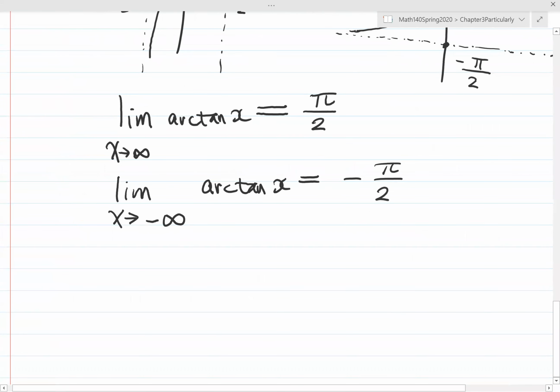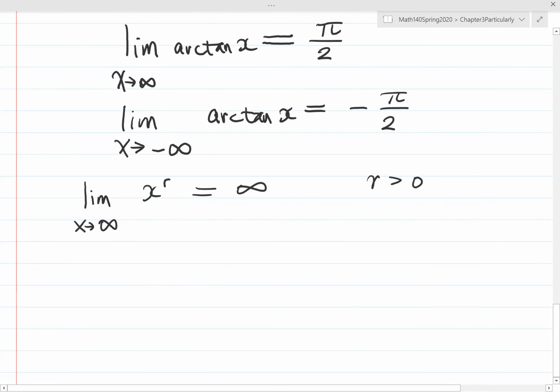Now a general thing to remember is this. If x approaches infinity, x to some positive power r approaches infinity, where r is a positive number. For instance, the square root of x: as x becomes infinity, this is actually infinity.